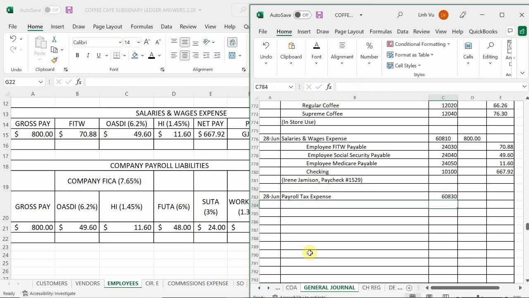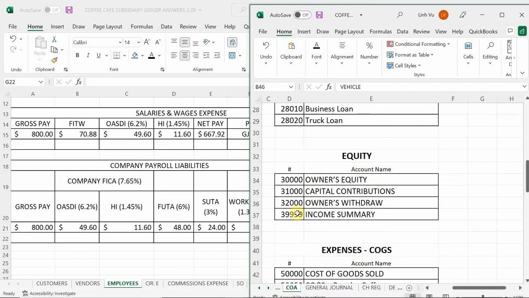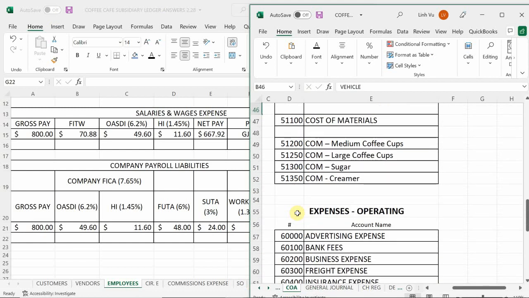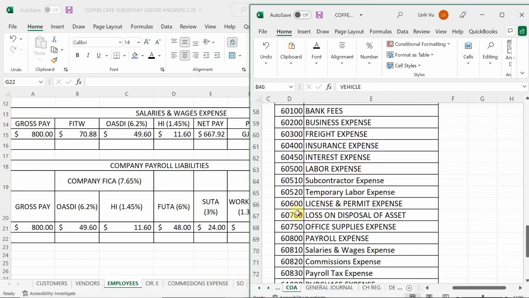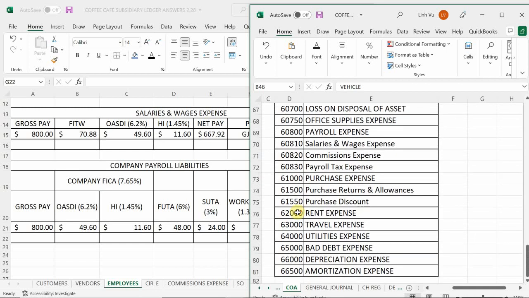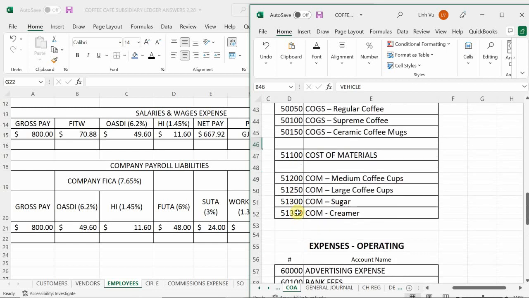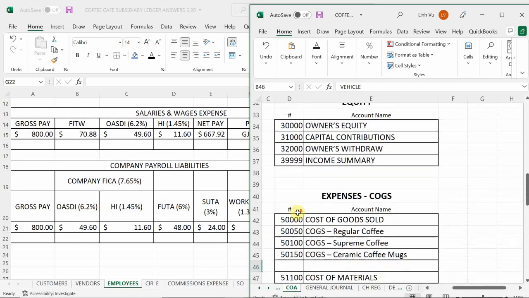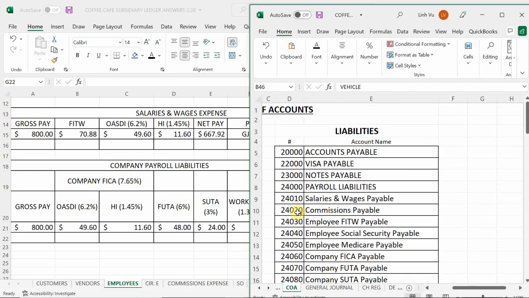$68.30. Okay, and then we gotta list all of those company taxes. So company FICA, company FUTA, company SUTA, company or workers' compensation. Okay, so all liabilities are up here.